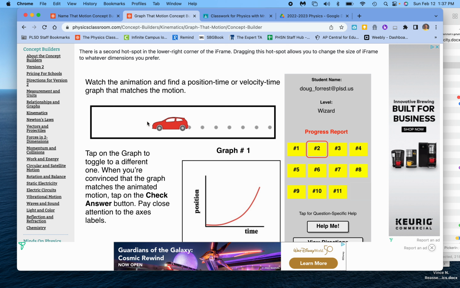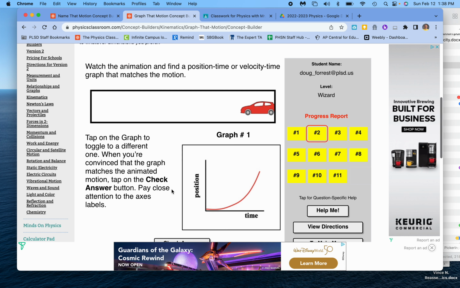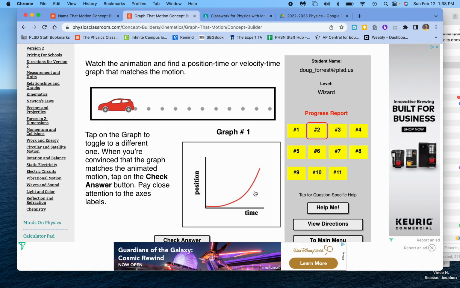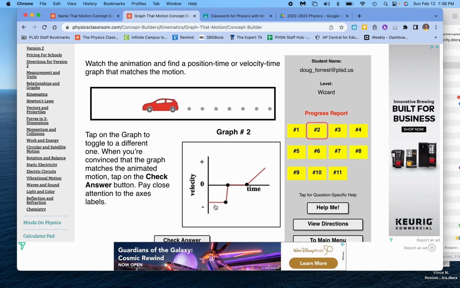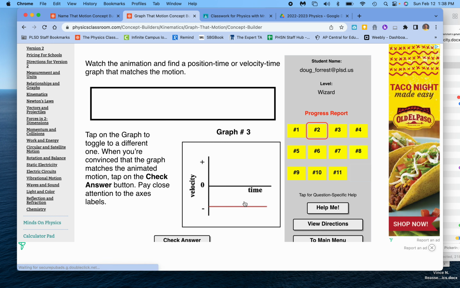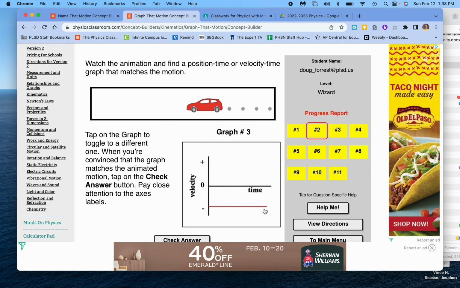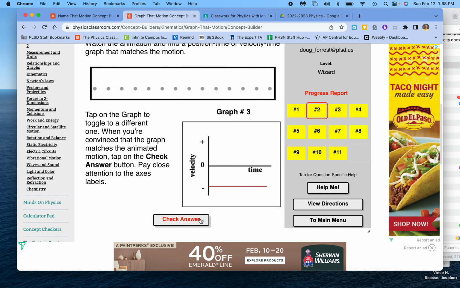So essentially you've got this. You're trying to match it with a graph. And again, there's going to be 11 graphs. So that one is going constant to the left. So it has a constant negative velocity. It might show me a position graph. It might show me a velocity graph. That is not a constant negative velocity. That is a constant negative velocity.